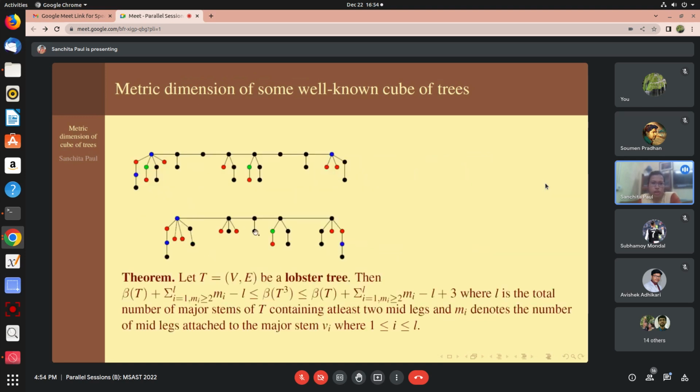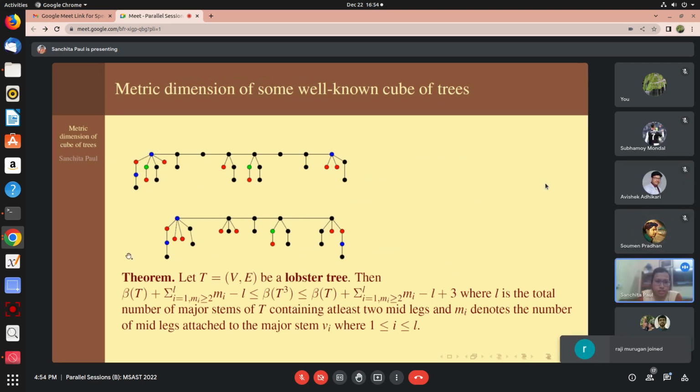Now, next we move to the lobster tree. In the case of a lobster tree, it may have mid legs or long legs because it follows from the definition. Here also we have considered 2 cases. The first case is where the beginning major stem contains a long leg, and the second case is where both the beginning and the ending major stem contain long legs. In both of the cases we are able to identify the extra insertions, and it is exactly 3 in number.